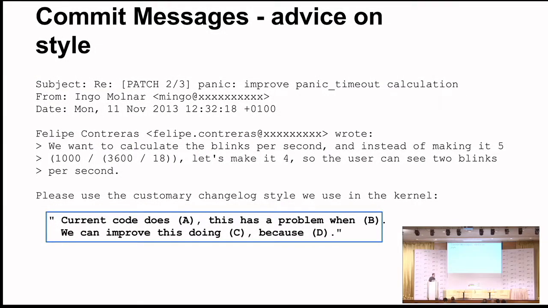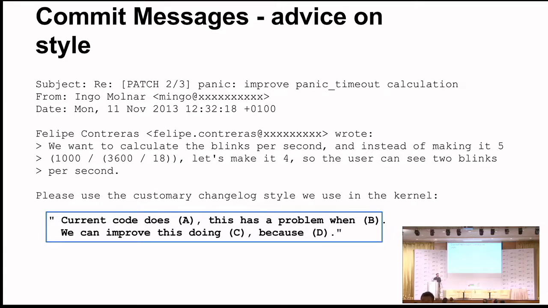Yeah, I like how, since commit messages are important, there was this gentleman who had this explanation in a patch, that we want to calculate the blinks per second, and he sort of tries to explain it, but it doesn't really explain why. Instead of making it 5, let's make it 4. And it's not entirely clear. So if you saw that a year from now, you'd be like, why did he do that? I don't understand. There's not enough information there. You can kind of see that there's a problem.